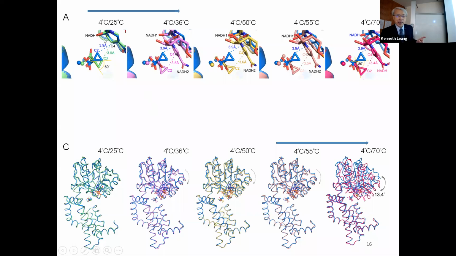However, if we look at the active site, it's the same thing, just you zoom into the active site here. You zoom in from here and look at the details here. You could see that this is a substrate analog. Okay, at 25 degrees, the substrate already changes the conformation, or the binding of the substrate, from the blue to the green color. And then at 36 degrees, it further changes. And then at 50 degrees, it no longer changes.